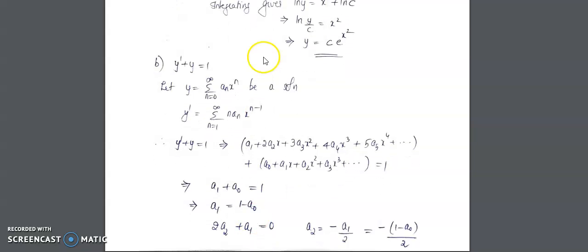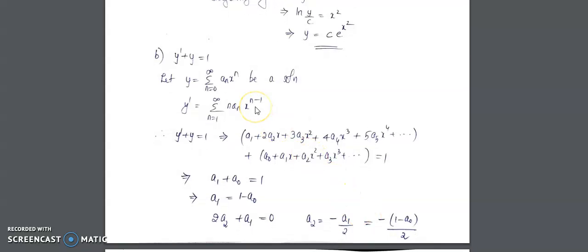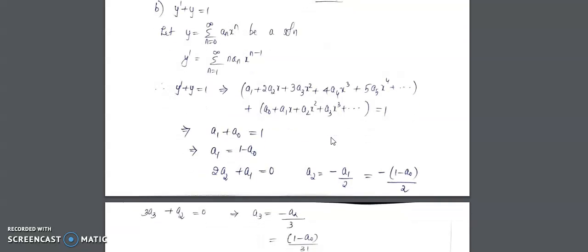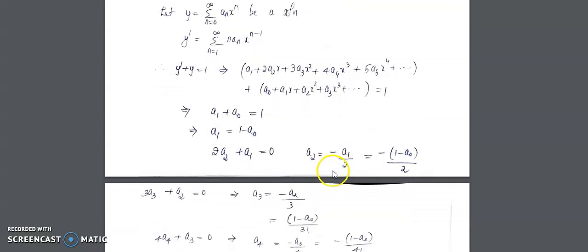Equating the coefficients of x, you will have 2a2 plus a1 equal to 0. So a2 will be minus a1 by 2, and a1 we have as 1 minus a0. So a2 is minus of 1 minus a0 by 2. Similarly, equating coefficients of x square, you will get 3a3 plus a2 equal to 0. So a3 is minus a2 by 3. Now substitute the value of a2, so it is plus 1 minus a0 by 3 factorial.